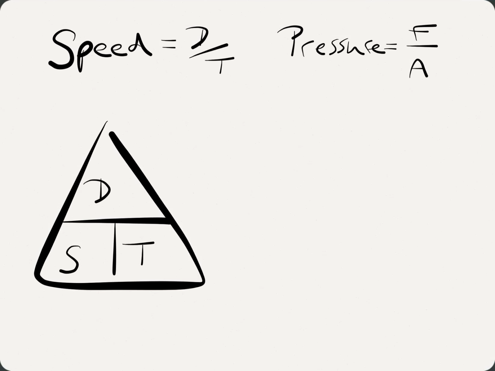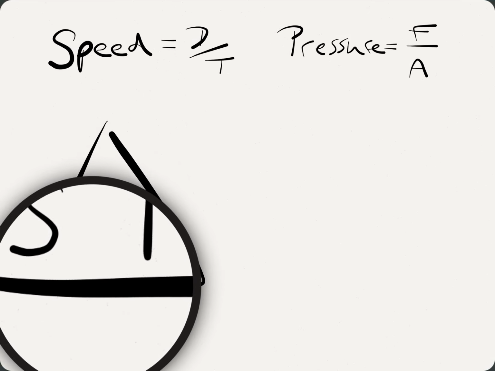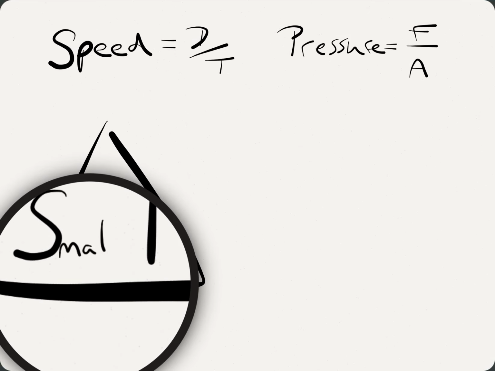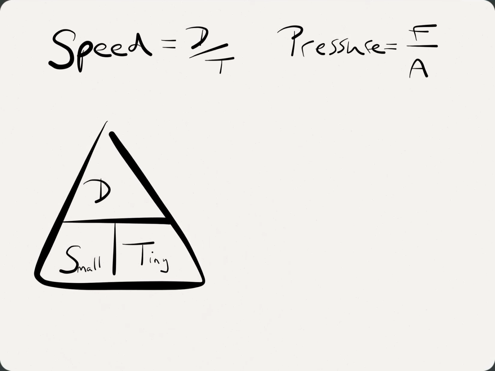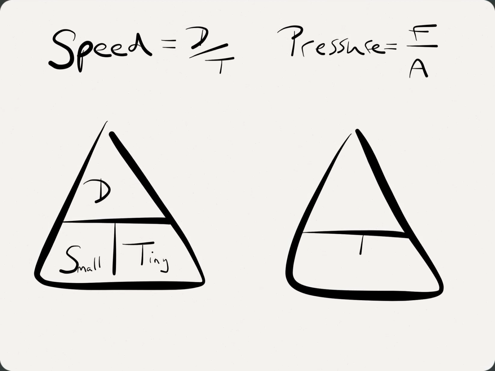One way of remembering it is a little trick taught to me by a student. Small and tiny, D at the top. Some people just remember it, STD, and snigger a little bit. And other people don't even need the triangle. The other one, pressure is force over area. Force is already at the top, so F, A is underneath, and that leaves room for P. And we end up with PAF, which again, however you want to remember it.